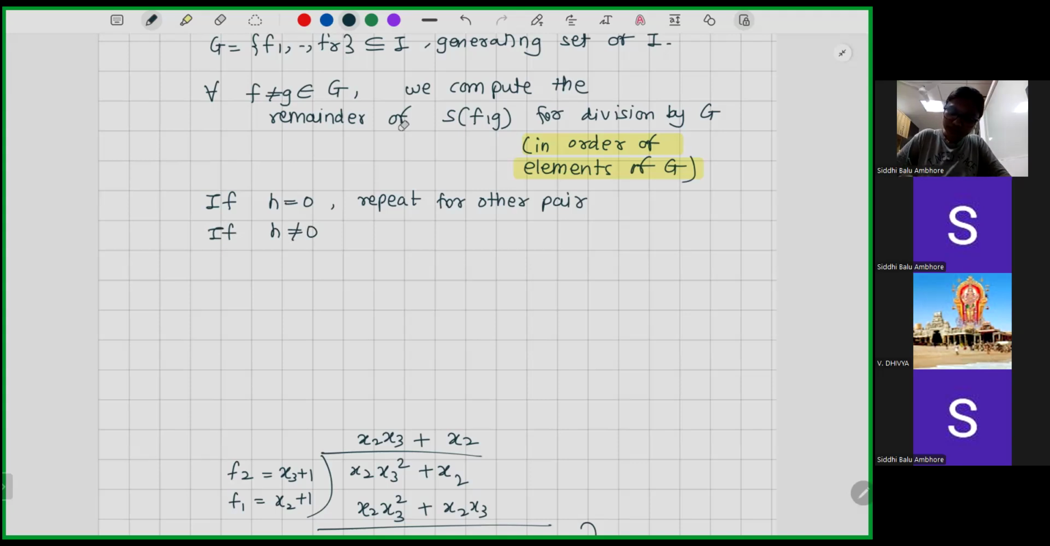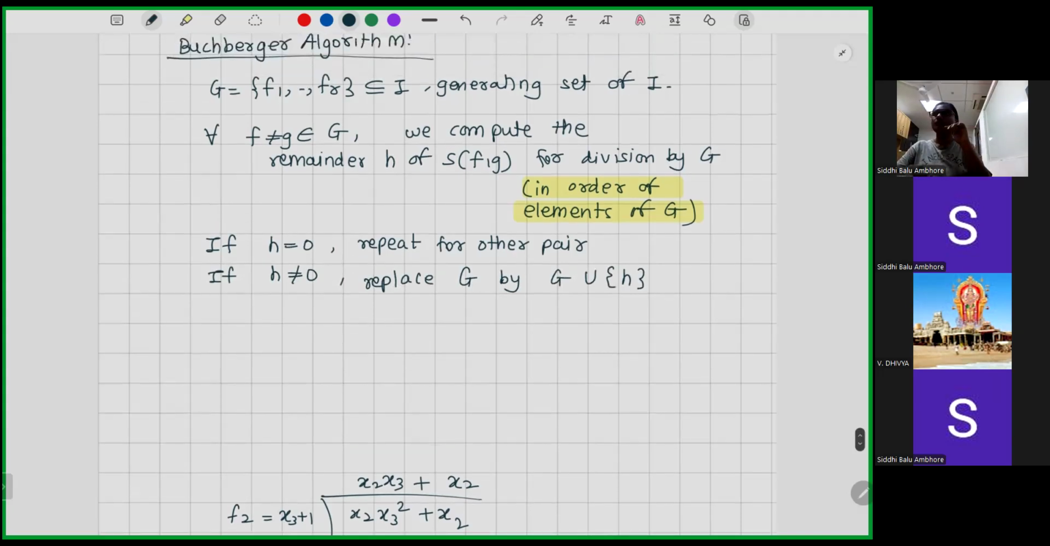the remainder H of the S polynomial. If the remainder is not 0, we replace G by G union H. Okay? When H is not 0, I replace G by G union H. Now my set has increased. The original set was F1 to FR. Now my new set is F1 to FR, comma H. And now again, I find all the S pairs, and then check their remainder with respect to all the possible orders of elements now from F1 to H.